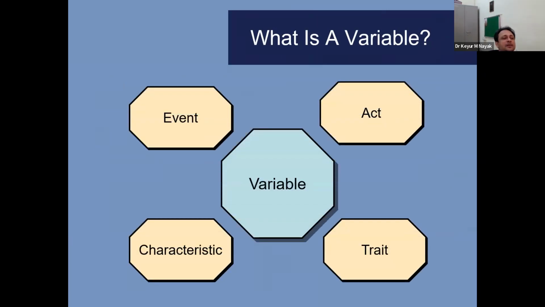What is a variable? Very important. It could be any event. It could be any act. It could be any trait, or it could be any characteristic.